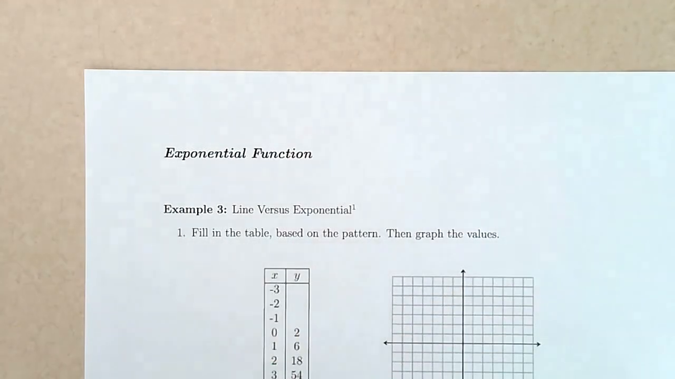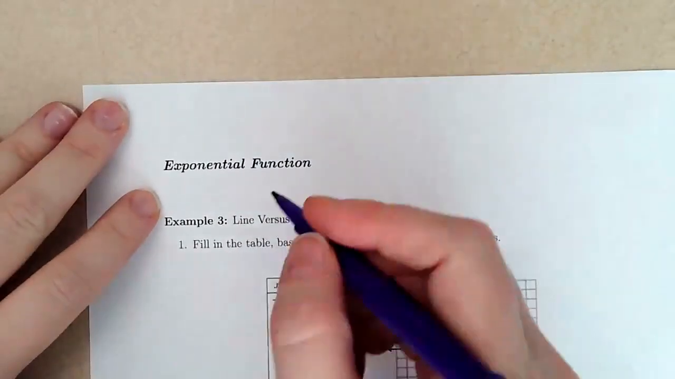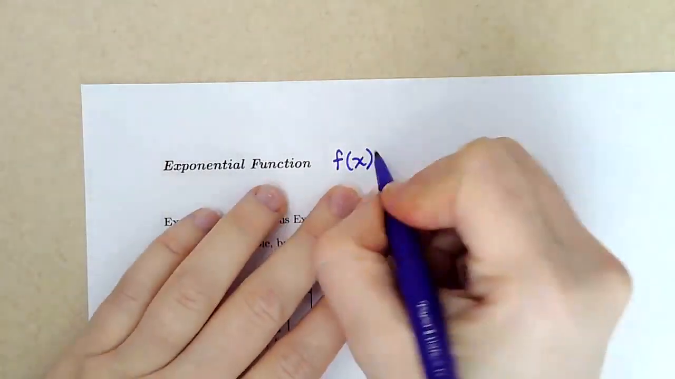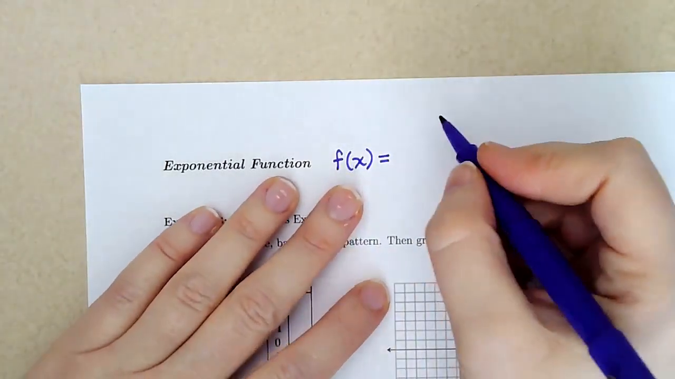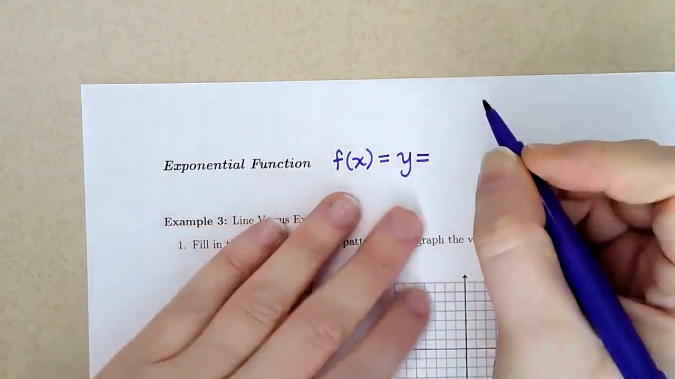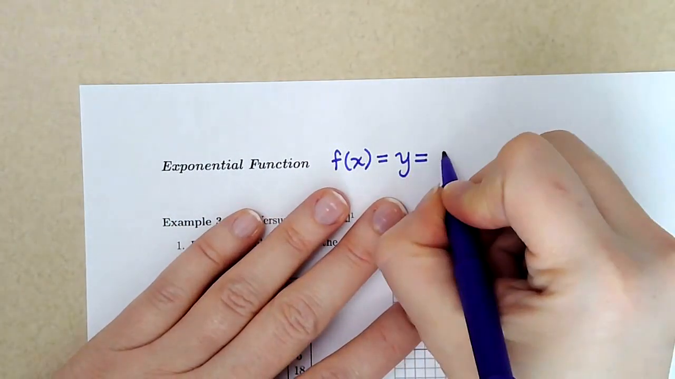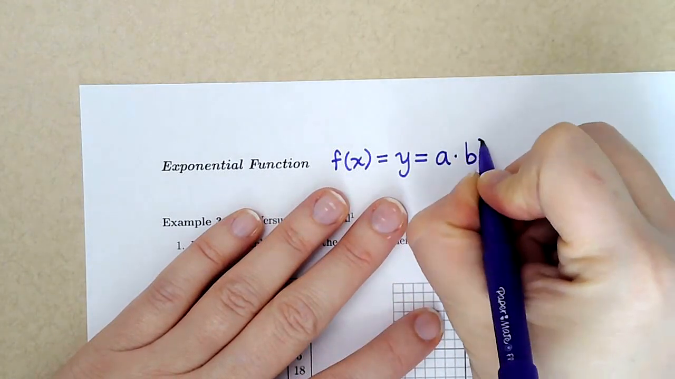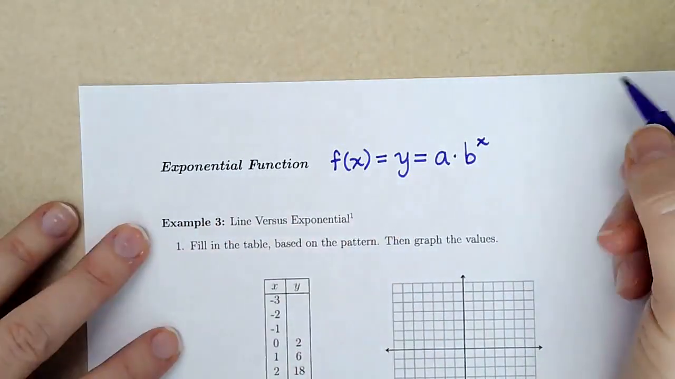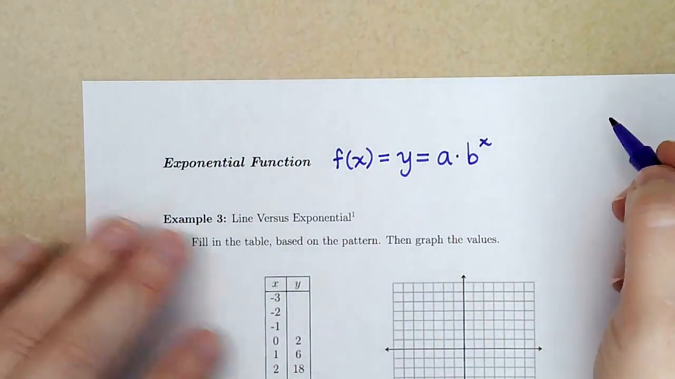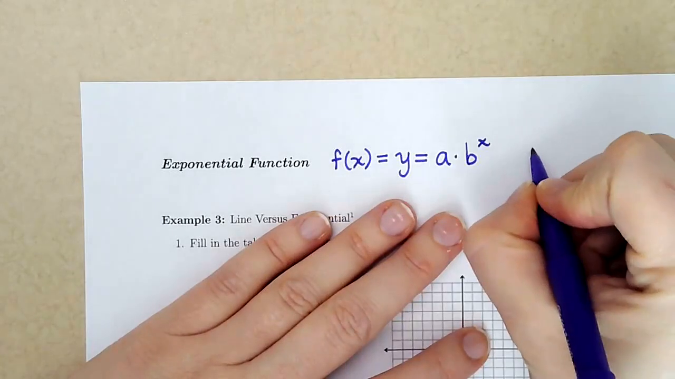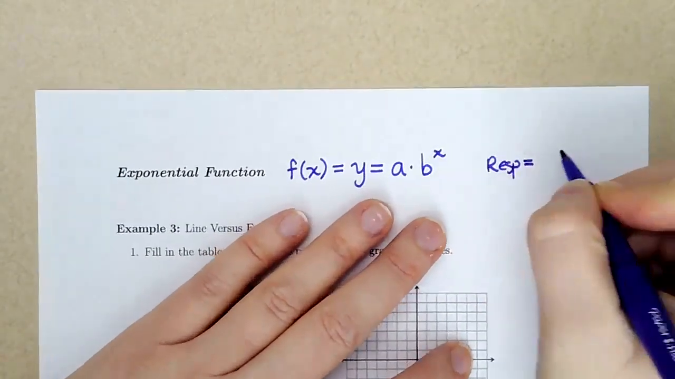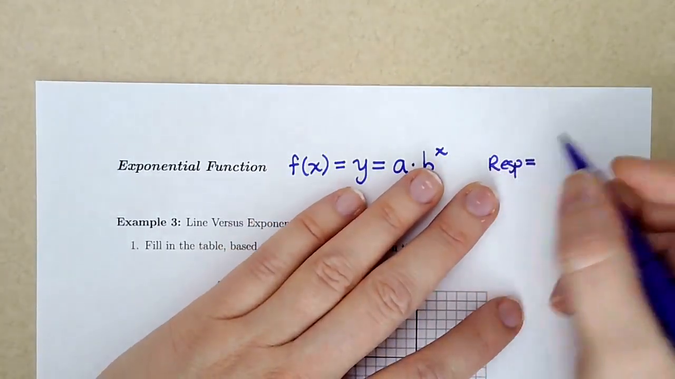So when I think about an exponential function, I think, okay, there's f of x for your function notation, or if you prefer y, there it is, where it is a times b to the x, where, or if you prefer, I would say this is the response variable, or the dependent variable.